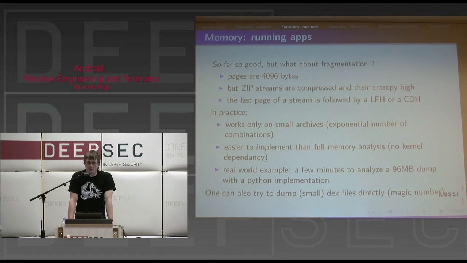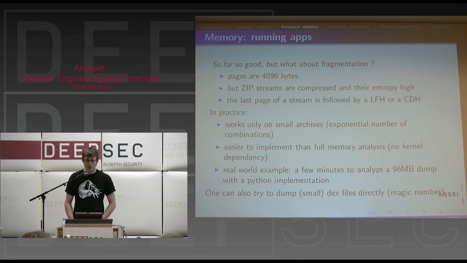But the advantage is that it's really easier to implement that full memory analysis because you have no dependency on kernel version or architecture. It's completely generic. You can use it on any physical memory dump. And on a real-world example, that is the stick challenge, it takes a few minutes, like 3 or 4, to fully analyze a 100 megabyte memory dump with a Python implementation that is pretty slow.